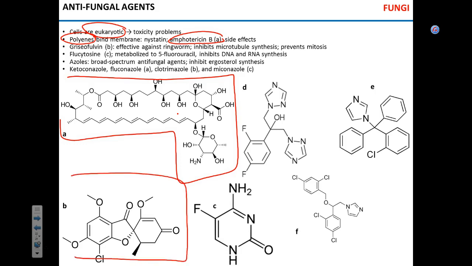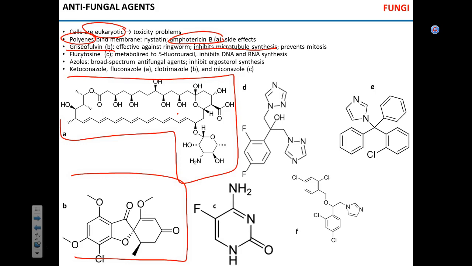Griseofulvin, shown here, is the inhibitor of microtubule synthesis. Microtubule synthesis is a key step in cell division. The centrioles consist of microtubules. So effectively preventing mitosis, griseofulvin has the fungistatic capacity, and then your immune system can take care of it.